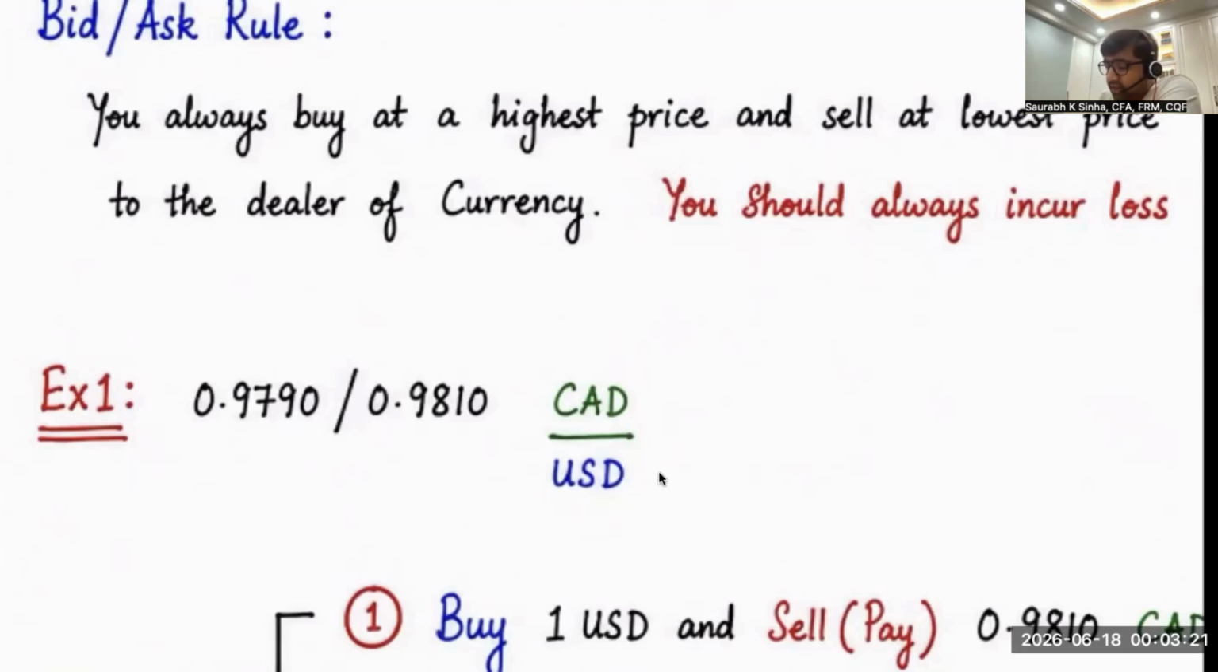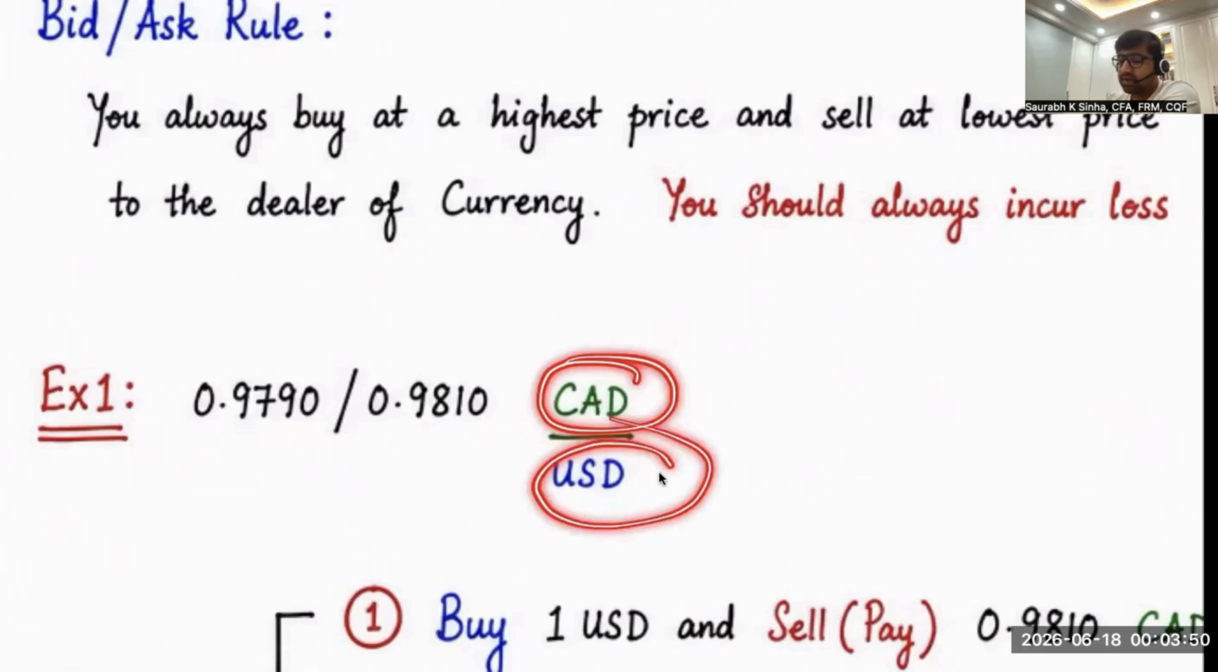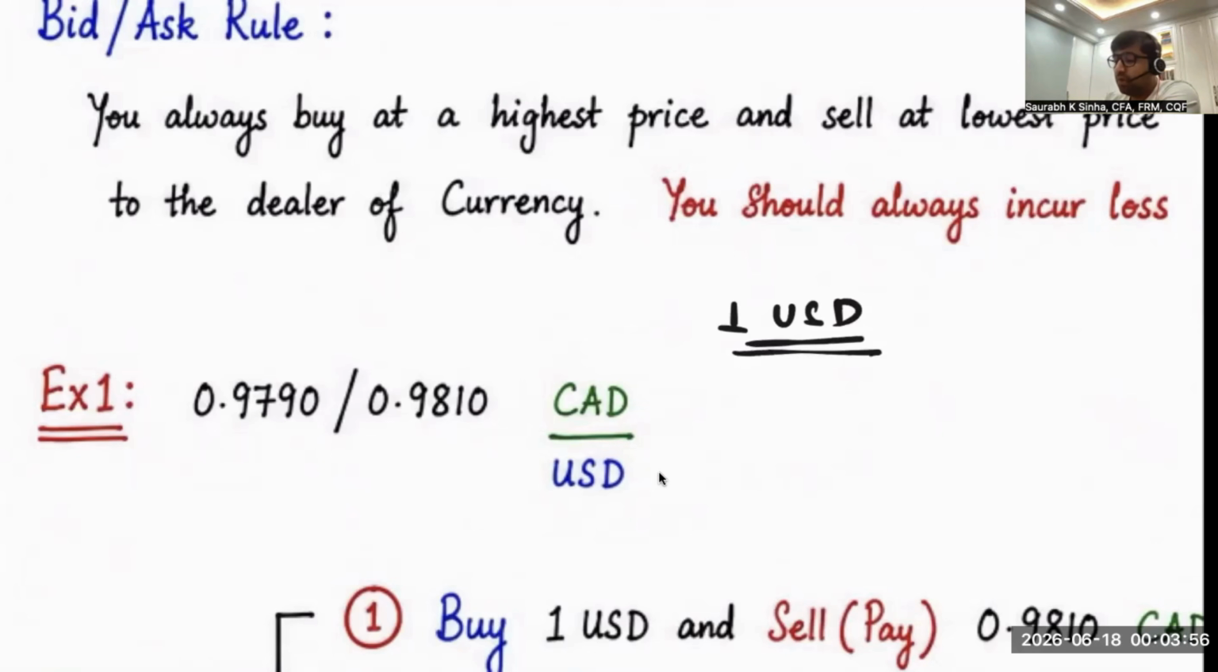So assume the quotation given is the bid rate and ask rate. They will give you the bid rate and ask rate. The bid rate is 0.9790 and ask is 0.9810. The price and base currencies are CAD and USD. So this is the price currency and this is the base currency. The question is, if I want to buy 1 USD, which quotation, bid or ask, do I need to use to find out how many CAD I need to sell?